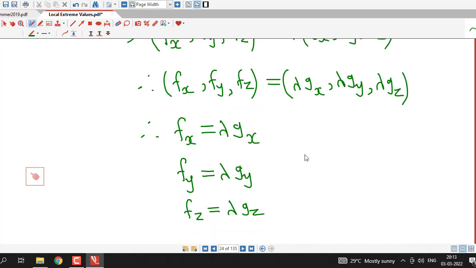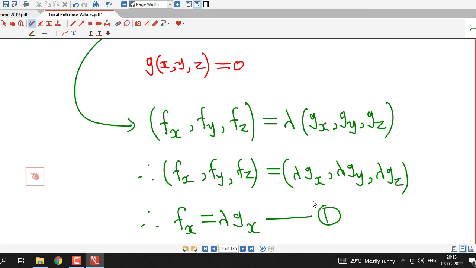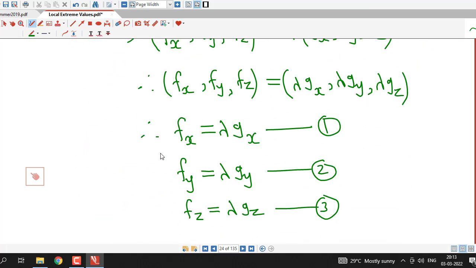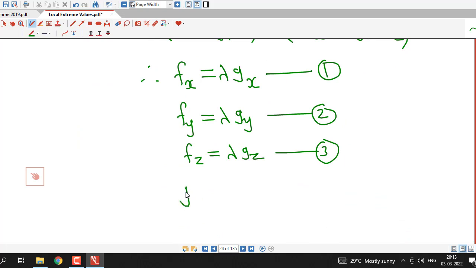So we obtain 3 equations by solving gradient of f equal to lambda times gradient of g, and we have to use this equation also. So we have a system of 4 equations, and the fourth is g of x, y, z equal to 0.